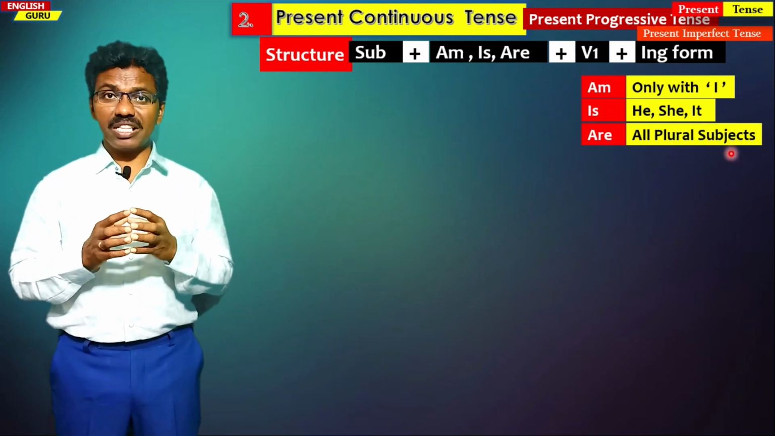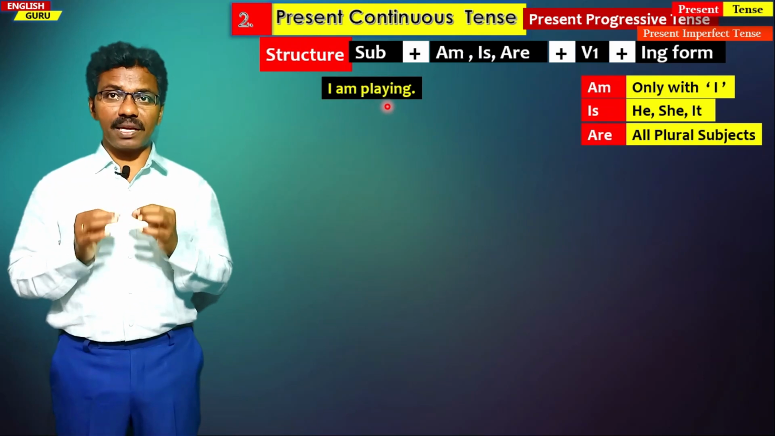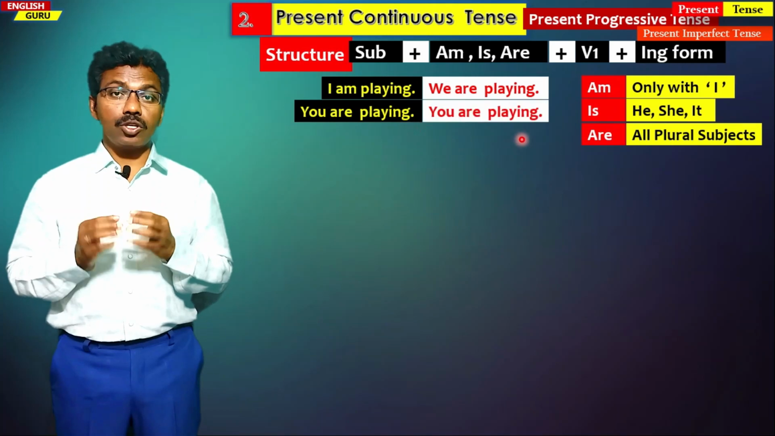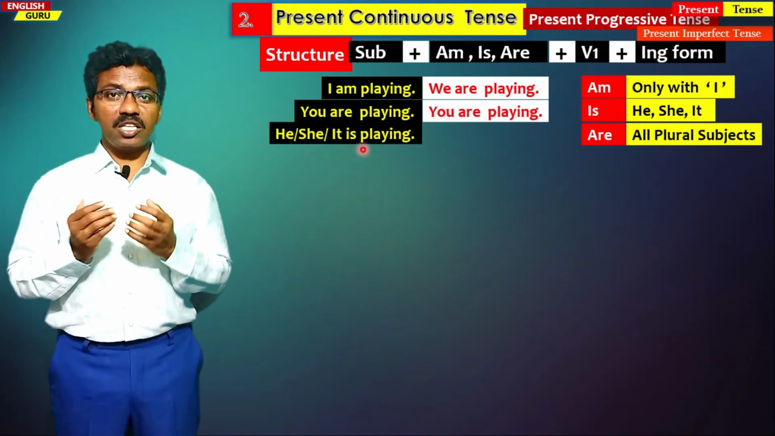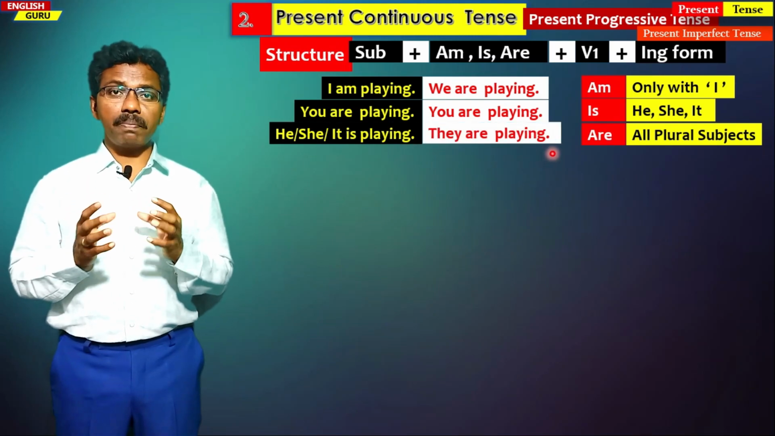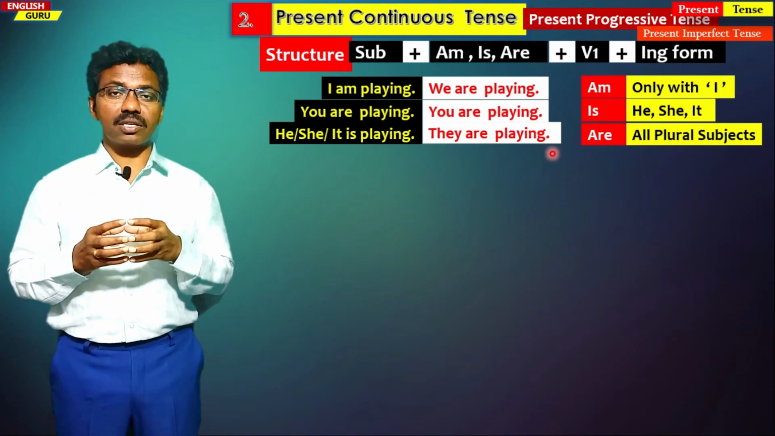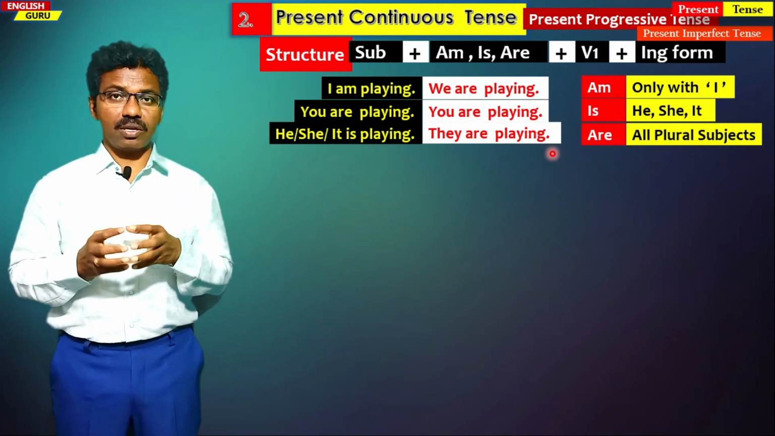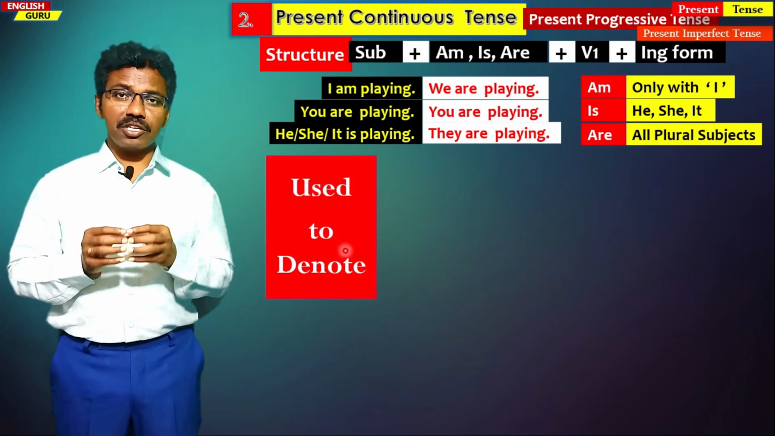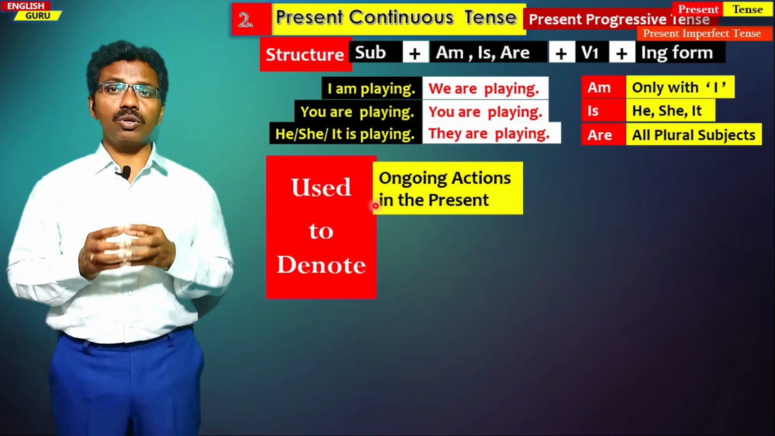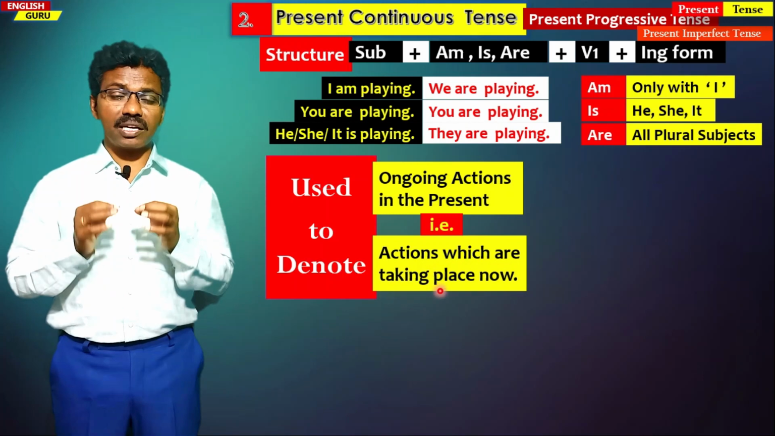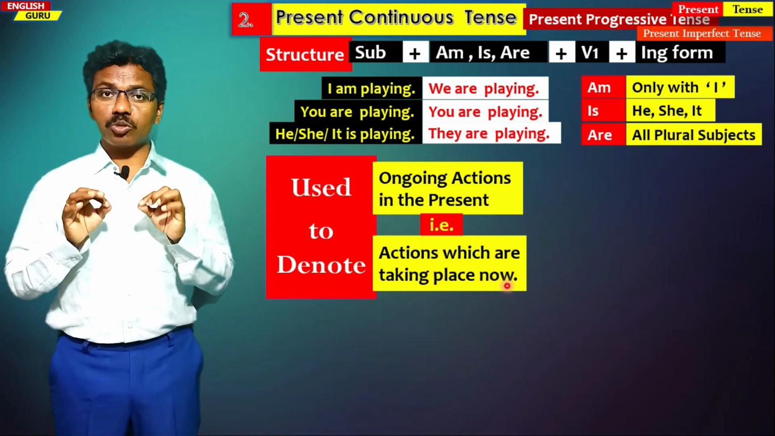For example, if you see them in the examples: I am playing, we are playing, you are playing, he is playing, she is playing, they are playing. So this is the basic structure of a sentence in present continuous tense. And this particular tense is used for all ongoing actions in the present tense. For example, the actions which are taking place at the time of speaking.